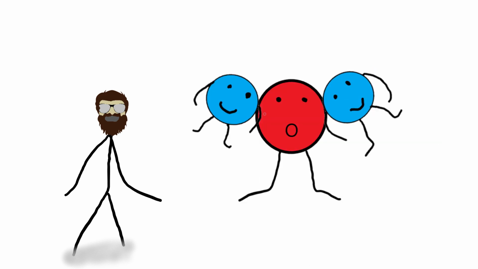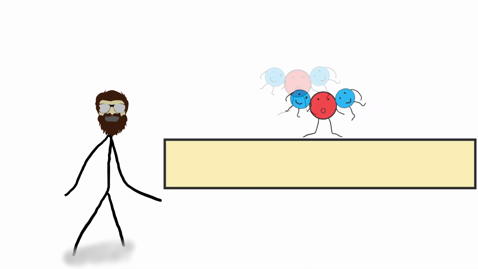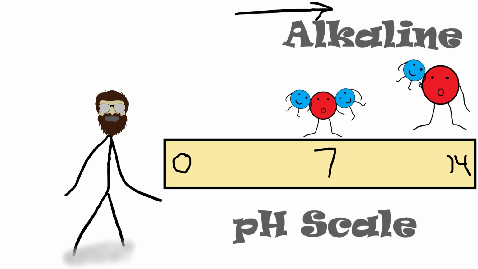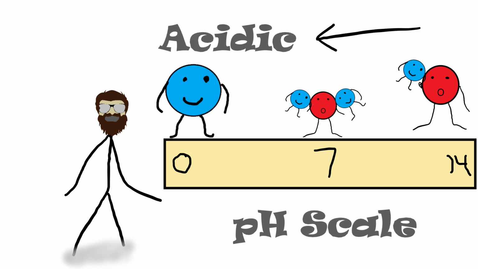Water, with a balance of hydroxide and hydrogen, has a pH of 7 on the logarithmic scale of 0 to 14, which we call the pH scale. If there are more hydroxide molecules, the scale progresses to the right, more than 7, and the solution is described as being alkaline or basic. If there are more hydrogen ions than hydroxide molecules, the scale progresses to the left, less than 7, and the solution is described as being acidic.